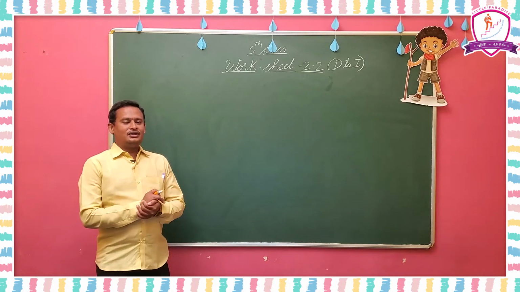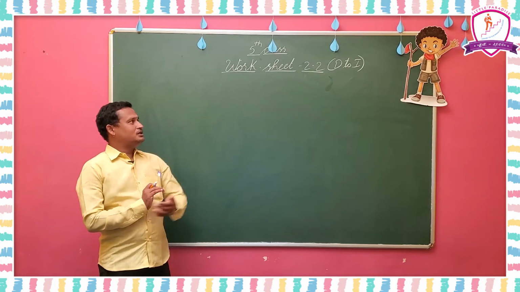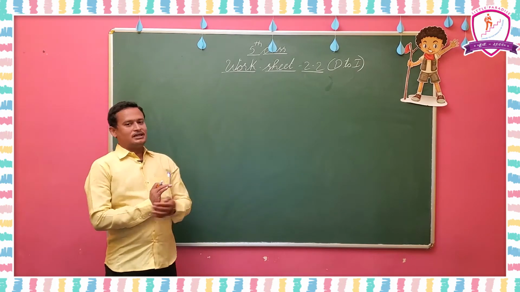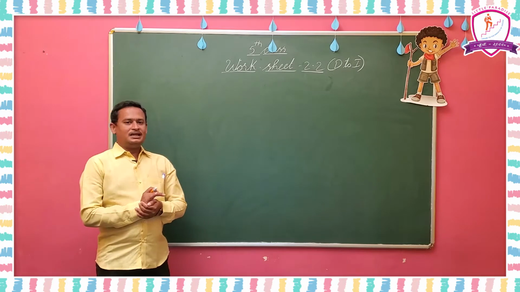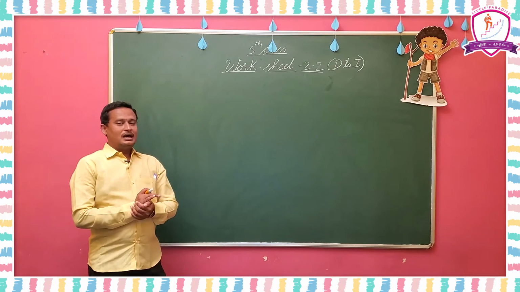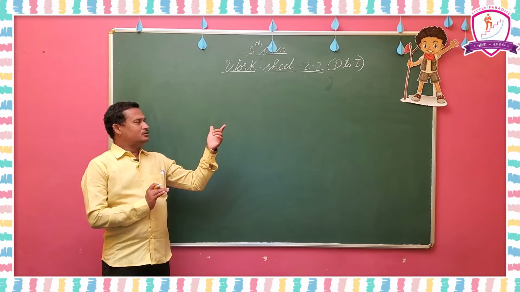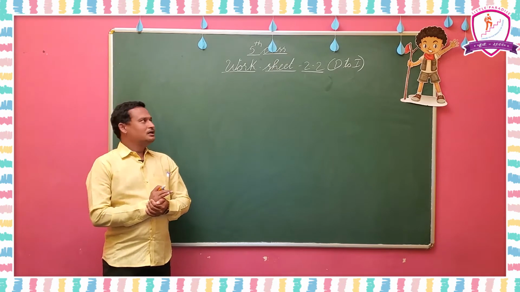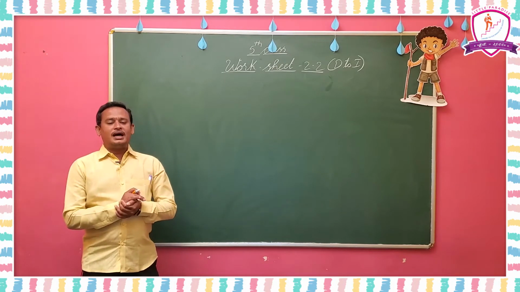In this video we are going to discuss worksheet 2.2, D to I Romans. We have already completed 2.2 A to C in this worksheet. We are going to discuss D to I now.